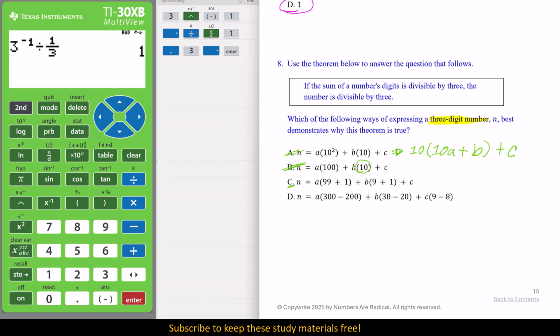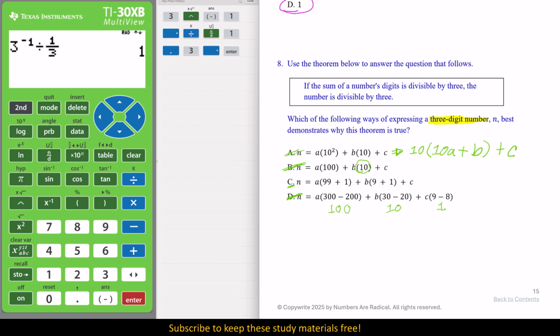Well, 300 divided by 200, that's just 100. And then 30 minus 20, that's 10. And then this is just 1. Well, doesn't that look like the same conundrum we had with A and B? It is. So I marked that out. So let's look at C. Let's give it a go and see what happens.